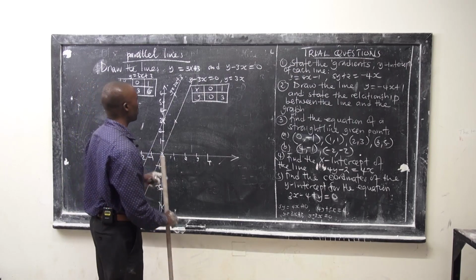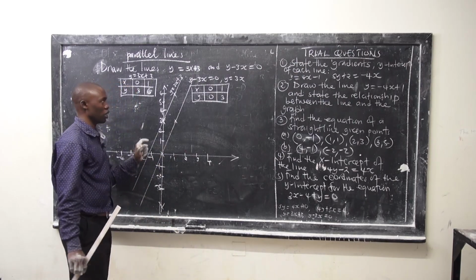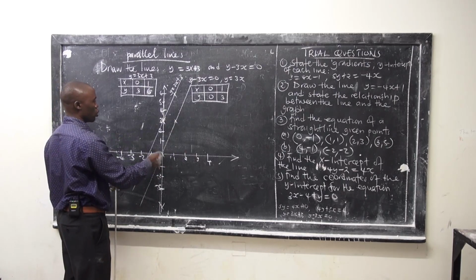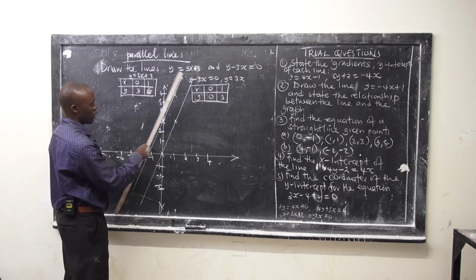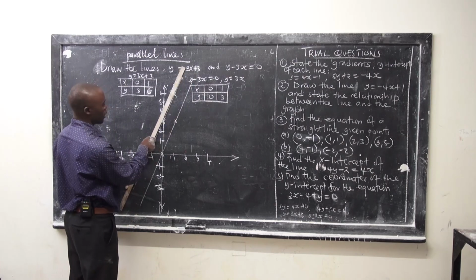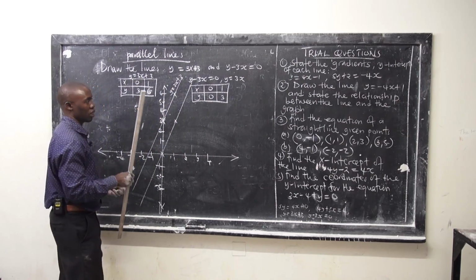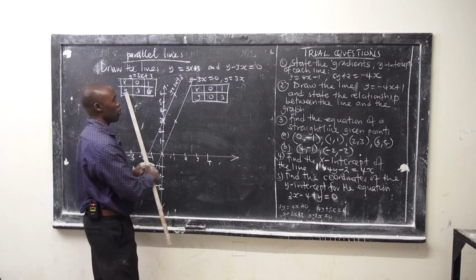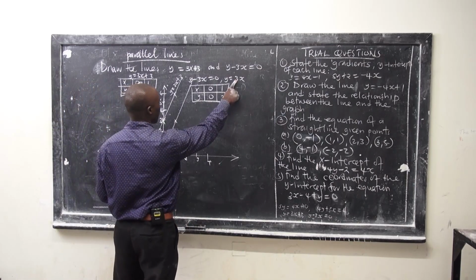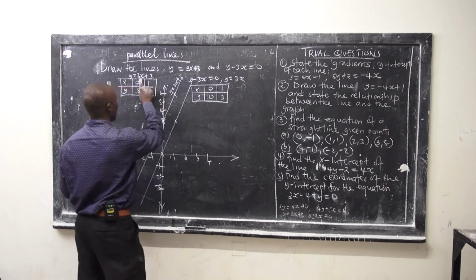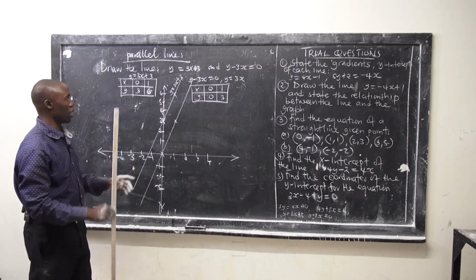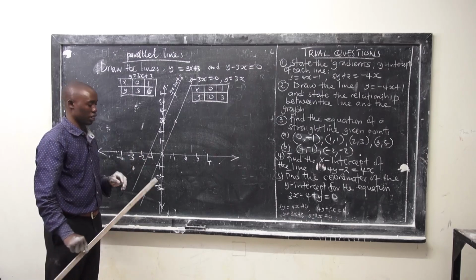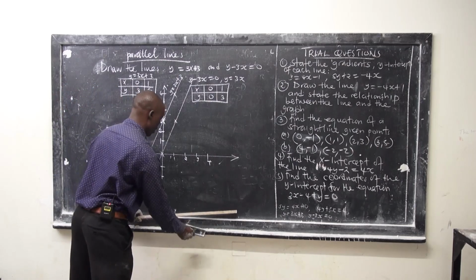We can observe one important thing from these two parallel lines: the steepness, the slanting nature of this line, is the same as the slanting nature of this line. That only means they have similar gradients. And by observation of their equations, we can see the gradient is 3, the gradient is 3. So we can comment on these lines that the lines are parallel and have equal gradients. So that's the concept of parallel lines.